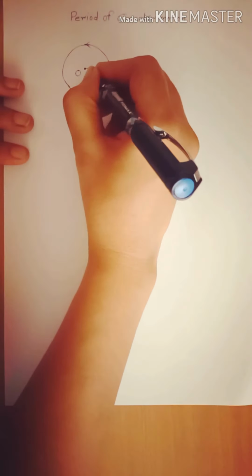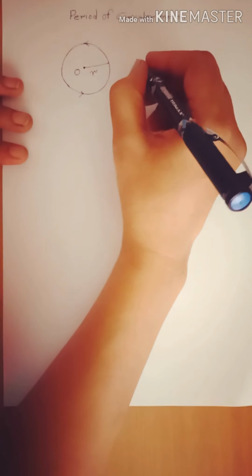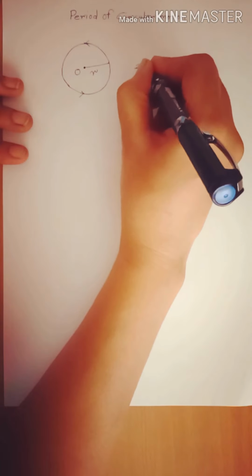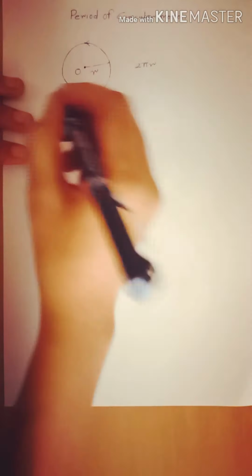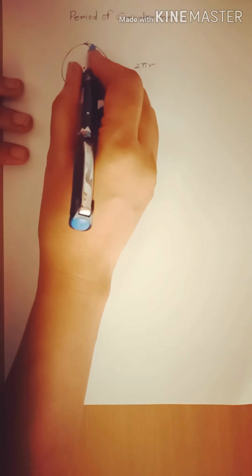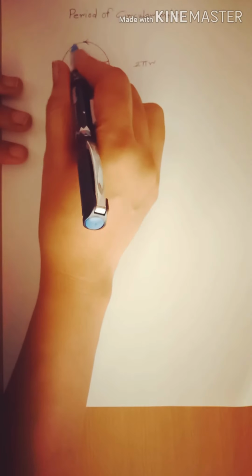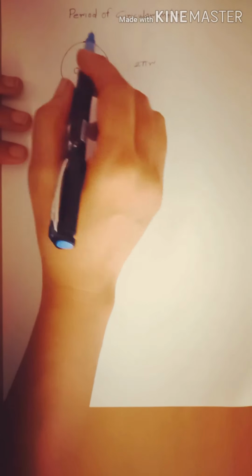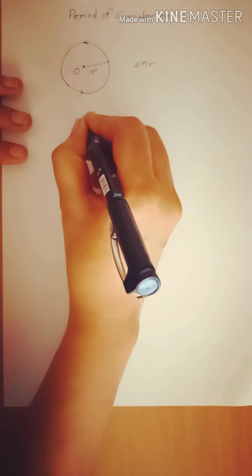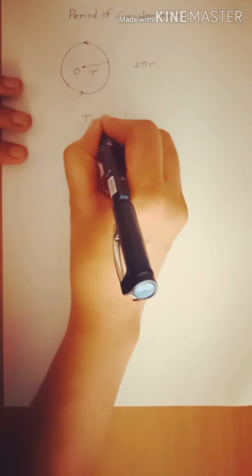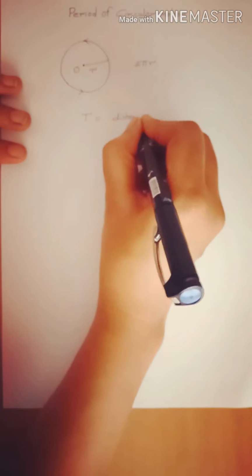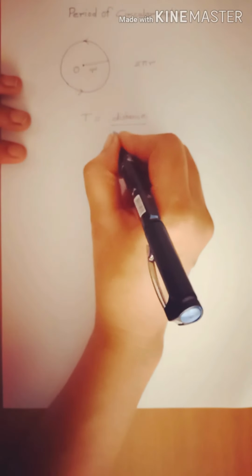If r is the radius of the circle, then the circumference of the circle is 2 pi r. The time taken by a particle to complete one revolution along the circumference of the circle is called the period of circular motion. We have the formula: period is equal to distance divided by velocity.